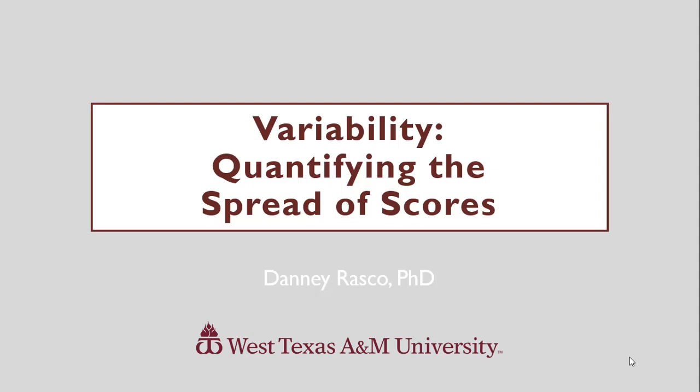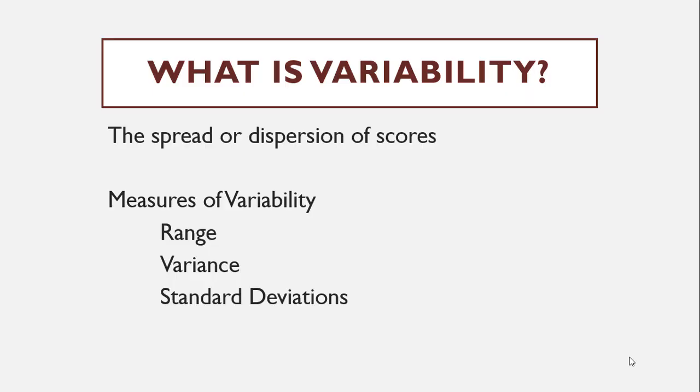Today we're talking about variability and quantifying the spread of scores or the dispersion of scores. So when we talk about variability, what we're really talking about is the way that the scores spread out whenever you look at them visually or even when you just think about them conceptually. And there are three measures of variability that we're going to cover: the range, the variance, and the standard deviation.